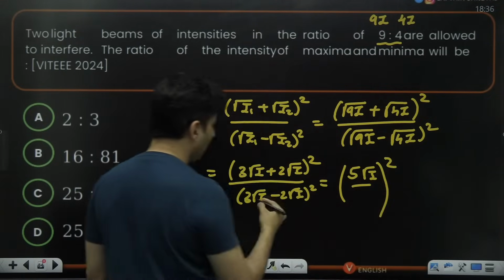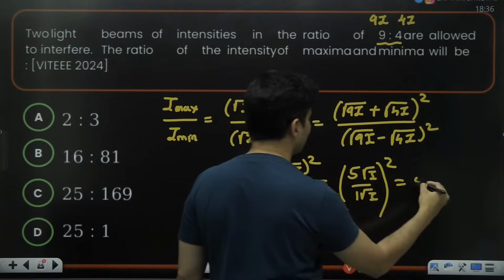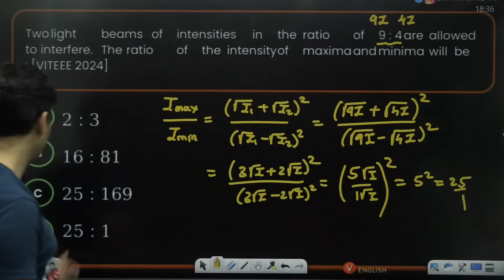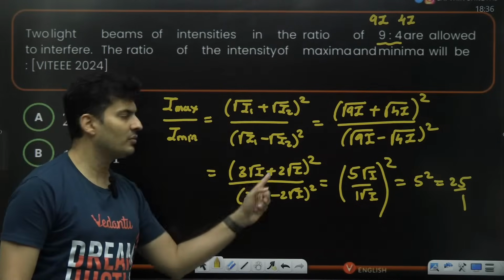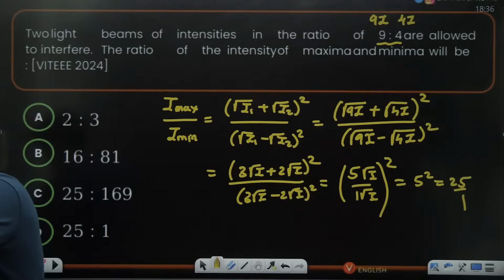Okay. And the bottom 3 minus 2 is 1. So 1 root I will cancel. So 5 square, which is 25 by 1. So 25 is to 1, which is the D option. That is the correct answer. So if you know this formula, it is easy. If you know the maximum and minimum intensity formula, it becomes definitely easy.